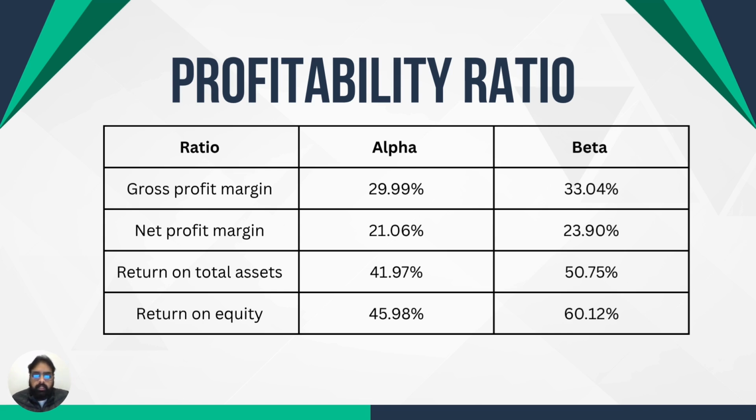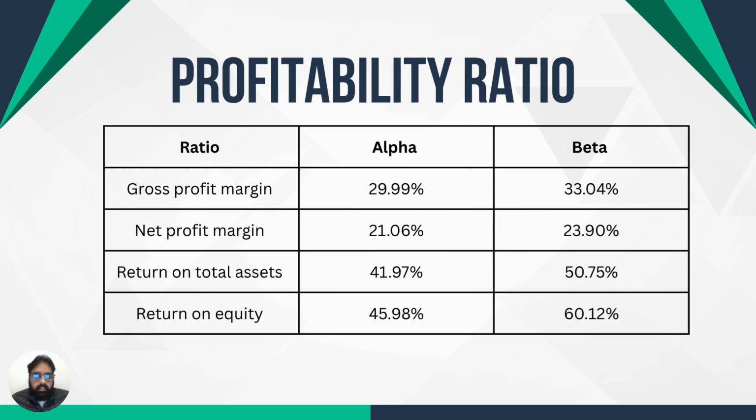And talking about the net profit margin, beta also has a stronger net profit margin as compared to alpha, meaning it converts a greater percentage of revenue into the final profit. So, talking about the return on total assets, beta's ROA of 50.75% is higher than alpha's, showing that beta uses its assets more effectively to generate earnings.